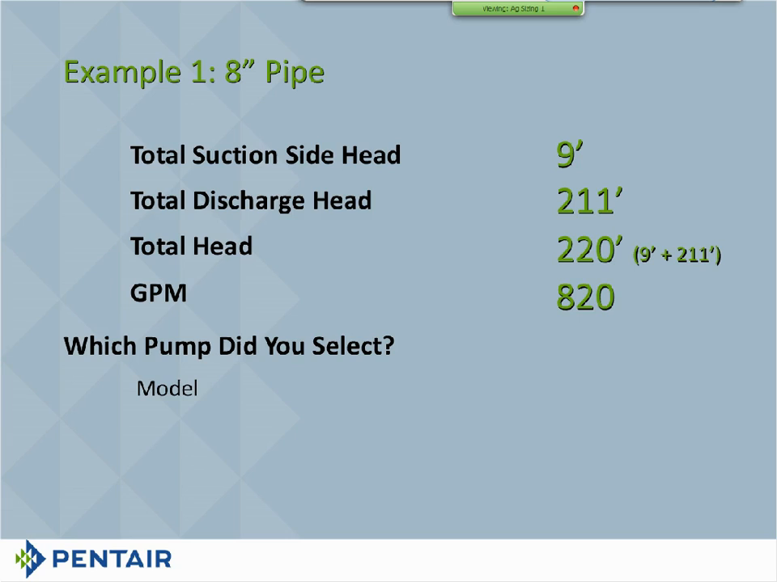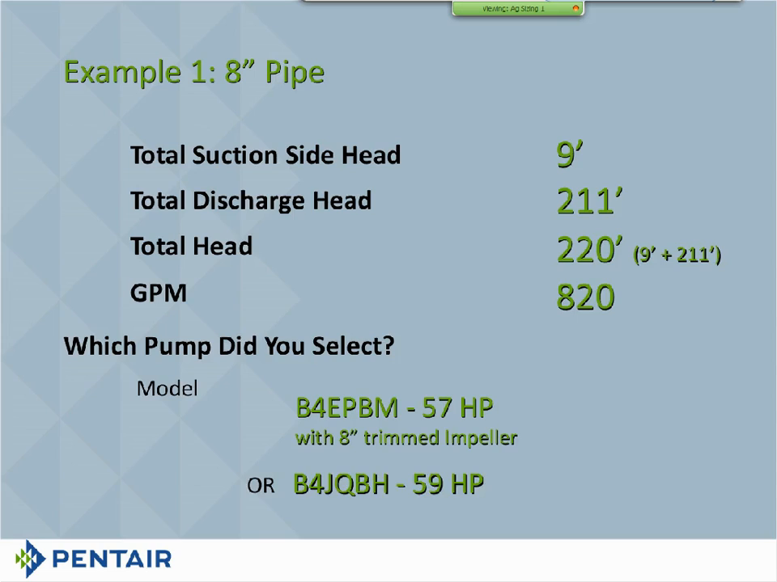Okay? So in this case, we have a choice of a B4EPBM. We're only going to use 57 horsepower. Now, of course, we have to buy a 60 because that's all they sell it in, but we're only going to use about 57 horsepower here. And, of course, we're going to trim the impeller again to 8 inches. Or we could use that B4JQBH, and we'll only be using 59 horsepower.